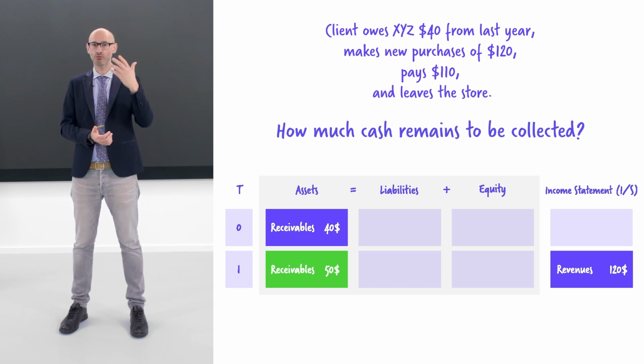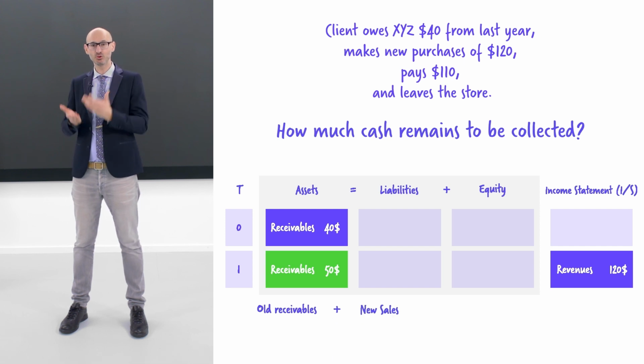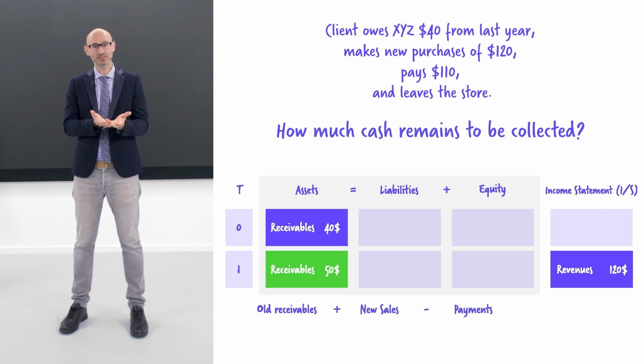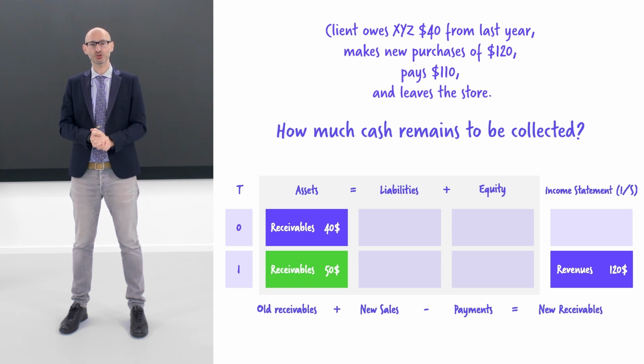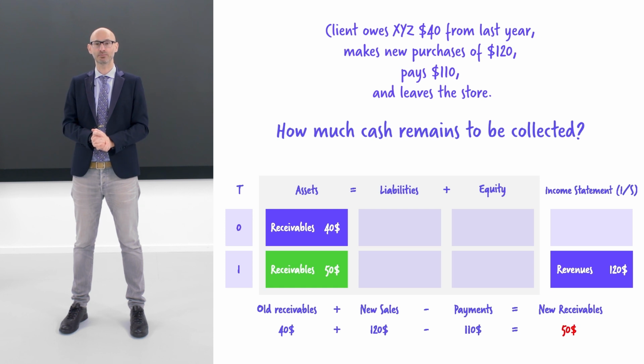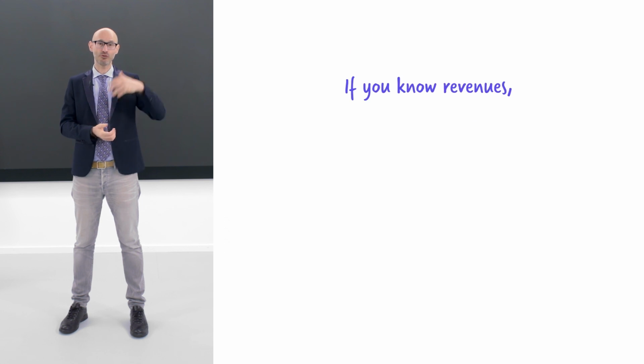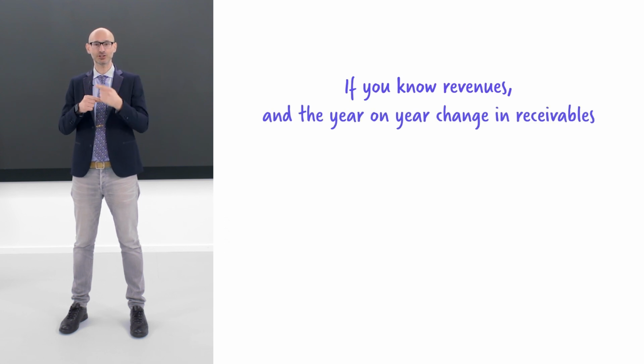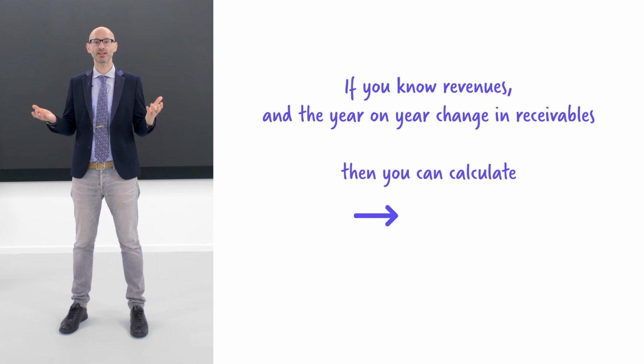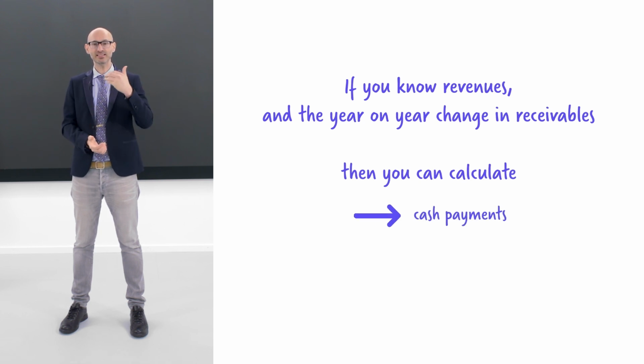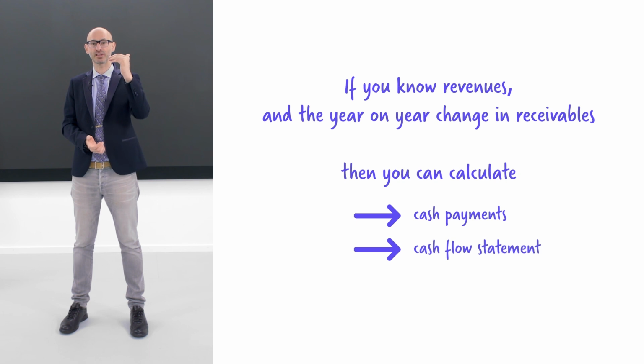To make it work under a formula, think of it this way. Old receivables plus new sales minus payments leads to new receivables. Under this formulaic approach, new receivables would be 40 plus 120 minus 110 equals 50. Logic, right? Did it make sense? I hope so. So if you know revenue and the year-on-year change in receivables, you can calculate cash payments. That is the number that appears on the cash flow statement.